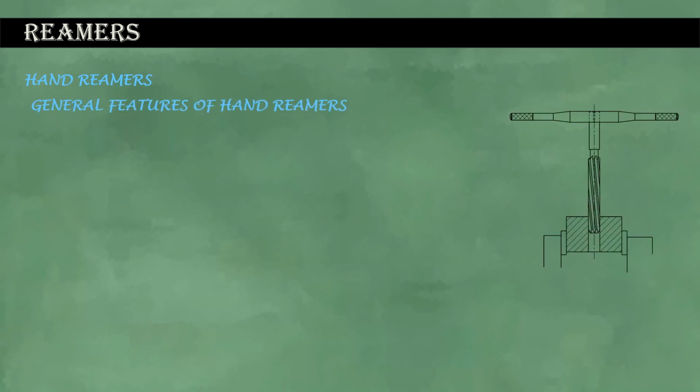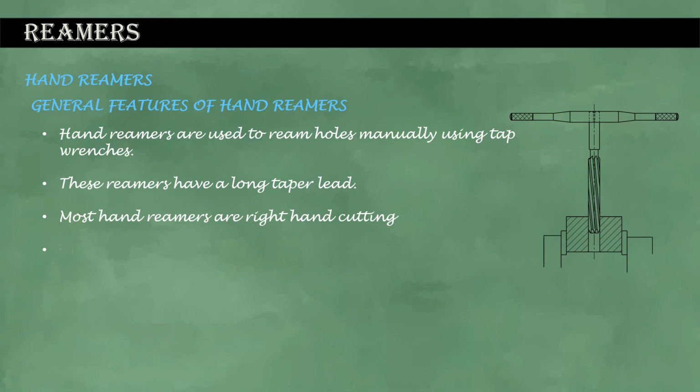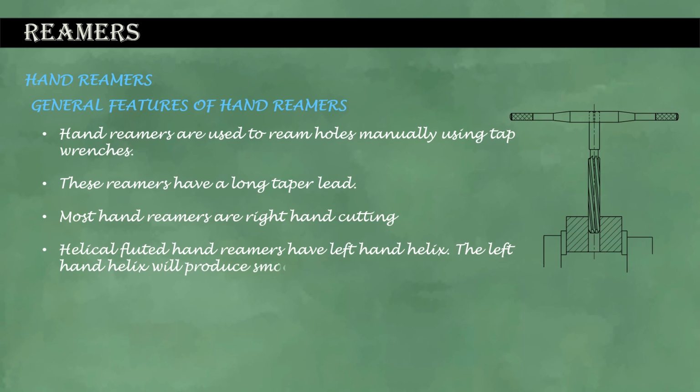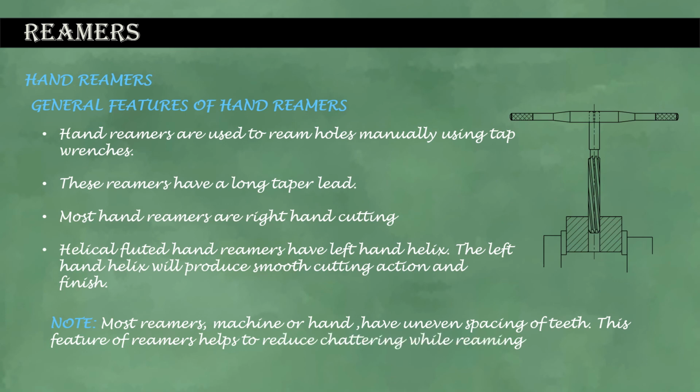Hand reamers. General features of hand reamers. Hand reamers are used to ream holes manually using tap wrenches. These reamers have a long taper lead. Most hand reamers are right-hand cutting. Helical fluted hand reamers have left-hand helix. The left-hand helix will produce smooth cutting action and finish. Note: most reamers, machine or hand, have uneven spacing of teeth. This feature of reamers helps to reduce chattering while reaming.